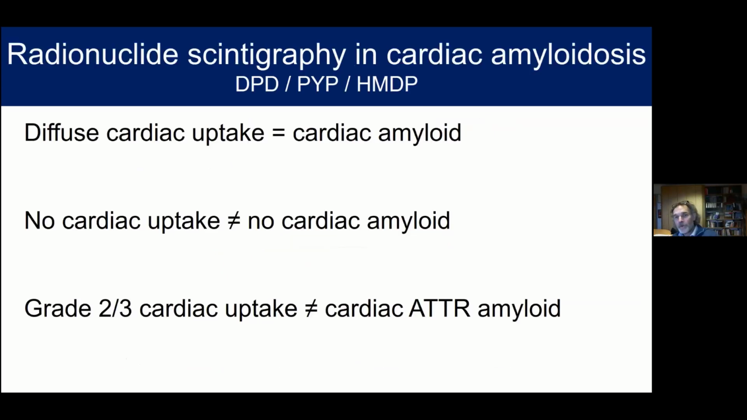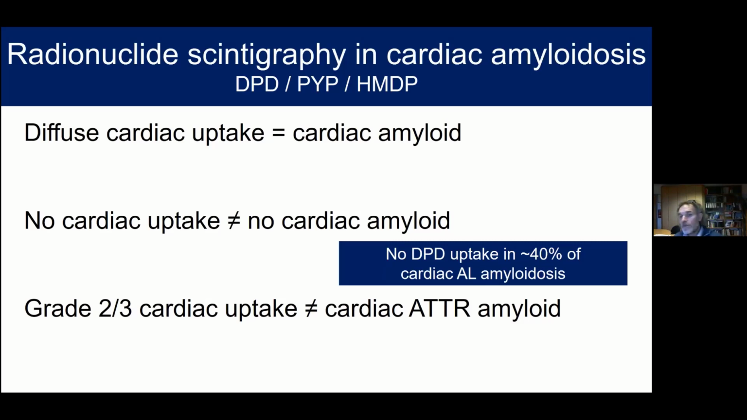So just to recap on an important point, the role of radionuclide scintigraphy in cardiac amyloidosis. If you see diffuse cardiac uptake, you can be very confident you're dealing with a patient with cardiac amyloidosis. But having said that, the absence of cardiac uptake does not exclude cardiac amyloidosis. So in about 40% of patients with cardiac AL amyloidosis, you have no DPD uptake at all. So you can't exclude cardiac amyloidosis on the basis of a DPD scan or a radionuclide scan.